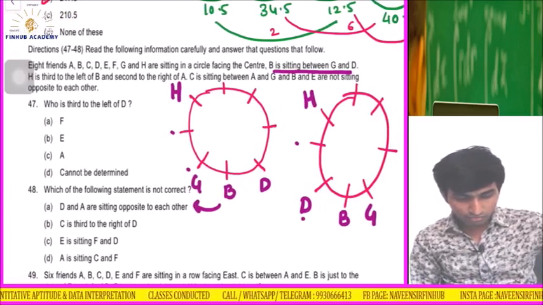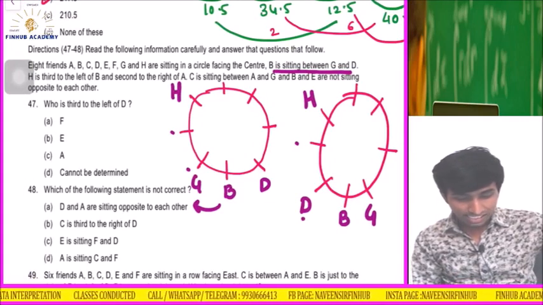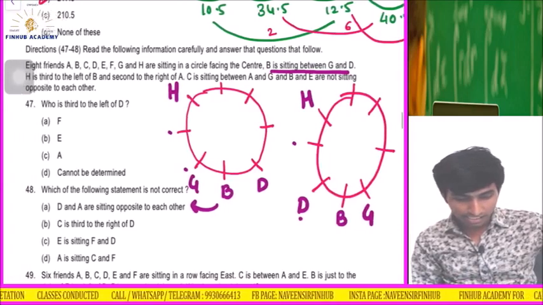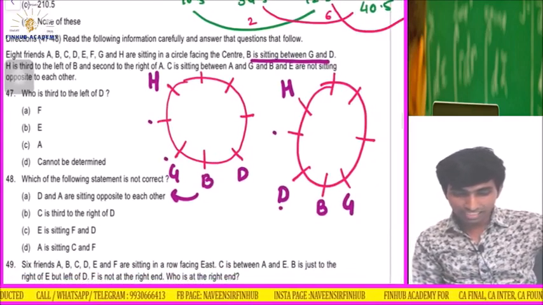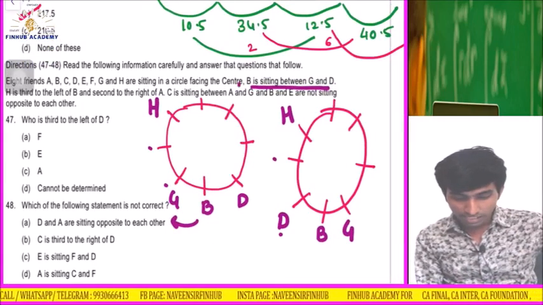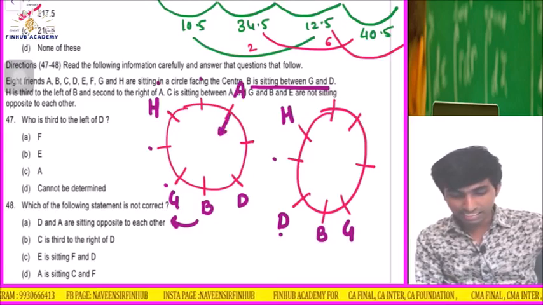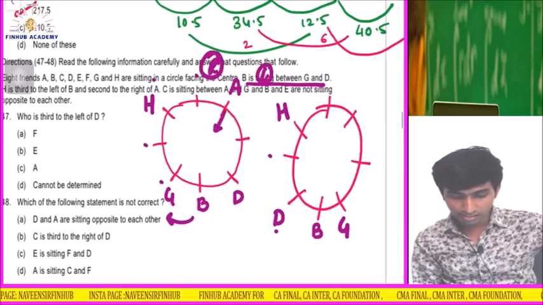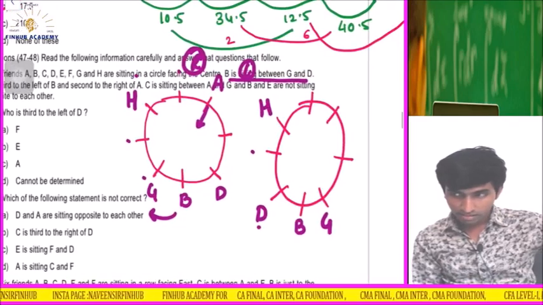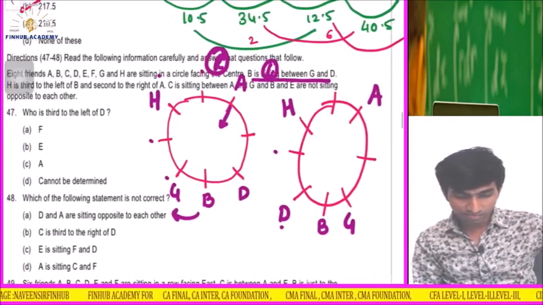H is second to the right of A. Where is A? Means if A is sitting here, second, 1, 2, H should be second to the right. If he is facing inside, right side is this, left side is this. Second to the right here. Okay, fine. Let's check. A should come here because he is second left. Okay. Next.